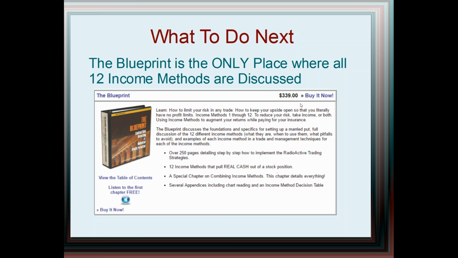For example, if I've opened Foot Locker, let's say 2 months ago, Lloyd, and the stock didn't move as I expected, and I'm coming up to earnings in the next couple of days, I could use a variation of income method number 3 to lower my risk on the position, but still have protection in place going into the earnings.